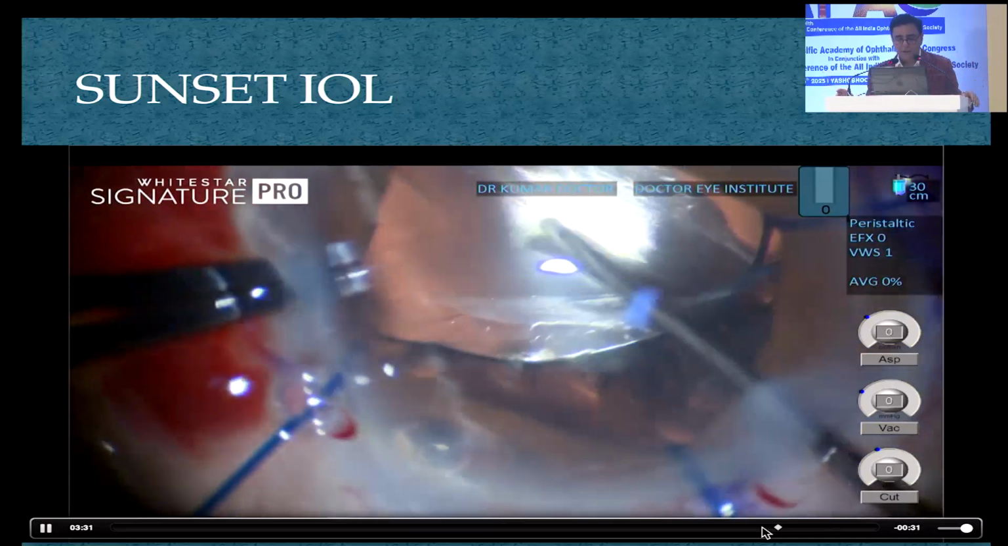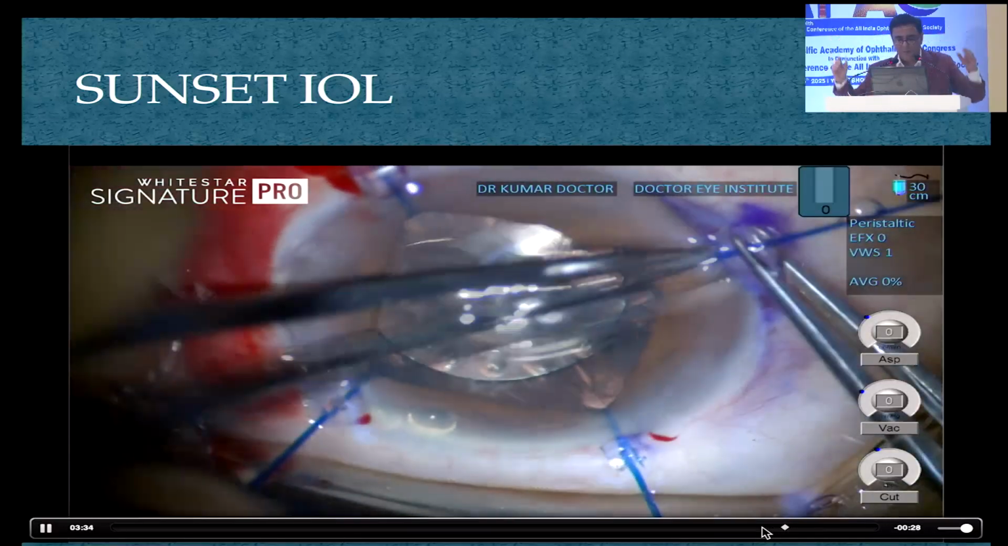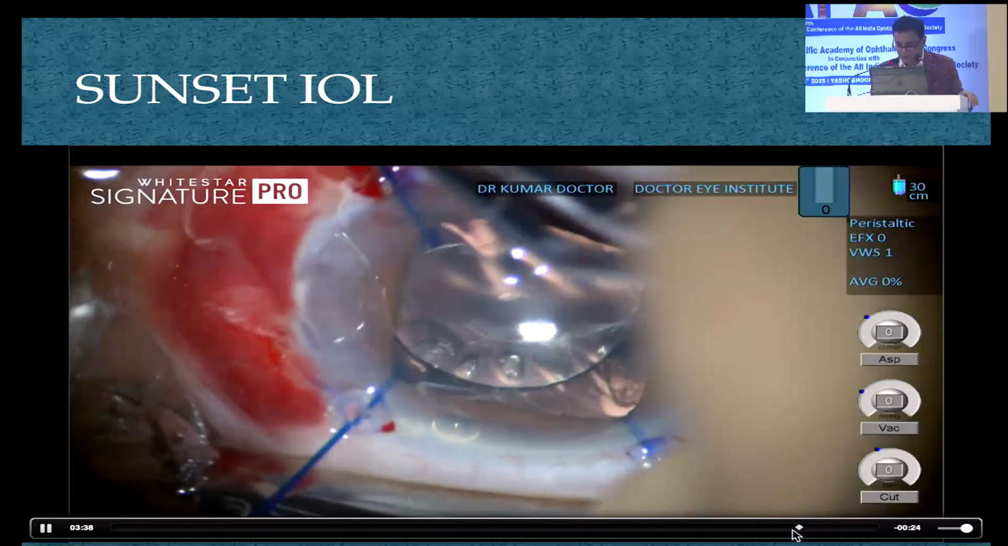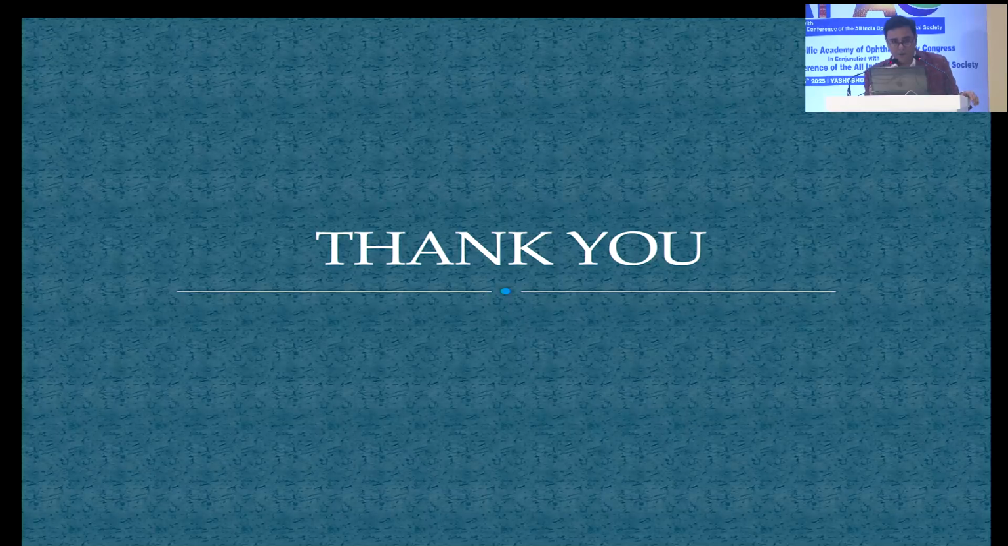and once that is done, the IOL will always center and remain in the center. Here you can see I'm re-engaging. You can see the whole fisheye appearance. Remove the haptics, and these patients do very well. Thank you all for your attention, and thank you, Dr. Rohitam Prakash.